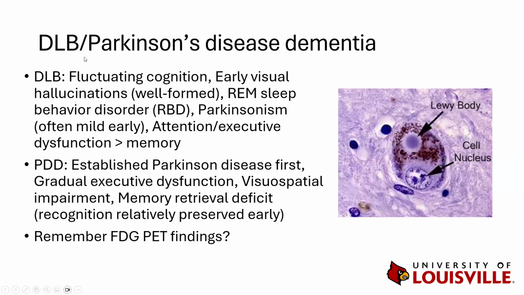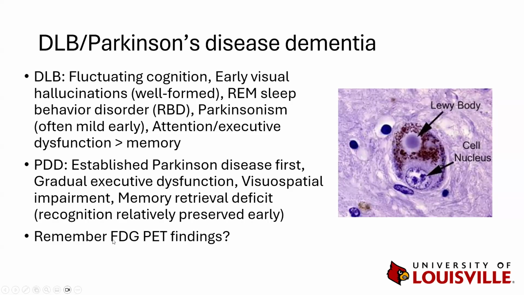All right, dementia with Lewy bodies and Parkinson's disease dementia. Again, this is a completely different pathology. It's going to be your alpha-synuclein. You're going to see fluctuating cognition, early visual hallucinations, typically well-formed. Can have some REM sleep behavior disorder. Again, that's going to be the patient's bed partner saying they're flailing in their sleep, things of that nature. They could have some Parkinsonism earlier as well. But again, they're going to have more executive dysfunction rather than pure memory recall. Here we have Parkinson's disease dementia: visuospatial impairment, memory retrieval deficits.